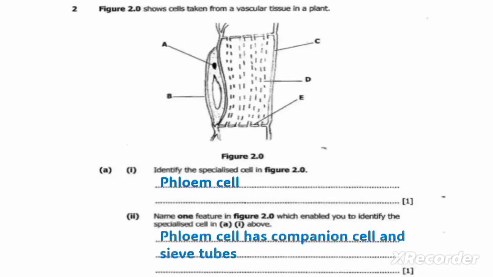So the phloem works in conjunction with companion cell, and we can also see sieve tubes. So these are some of the features that may help us to know that this is a phloem cell.